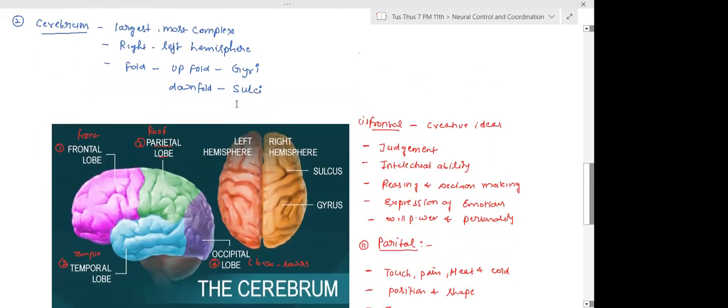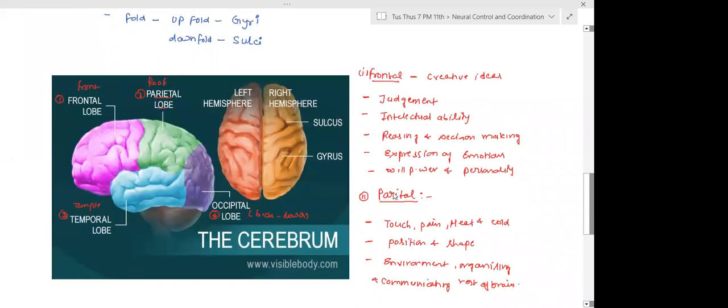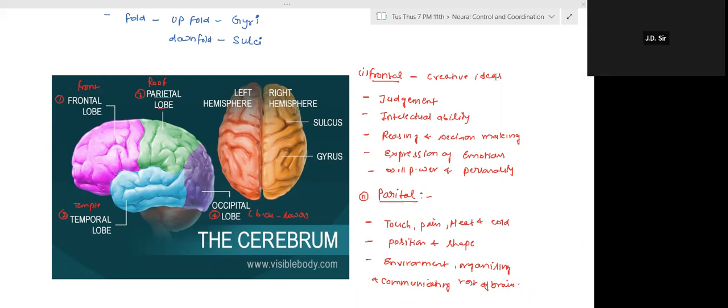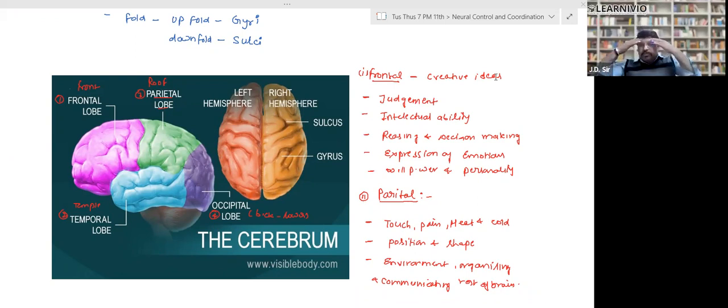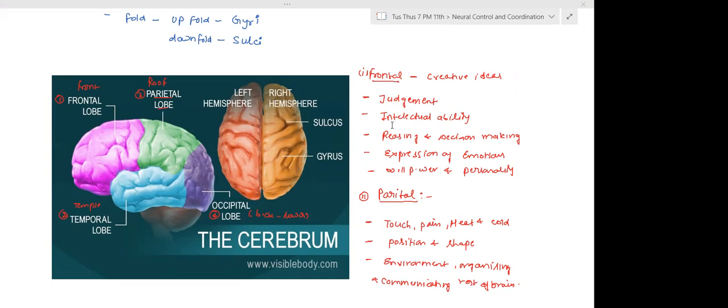Further, this forebrain is divided into the following parts: frontal, parietal. What is the function of frontal? It provides creative ideas and judgment. Whatever judgment is taken, it is taken by the frontal part of the brain. Frontal means front part, this forehead part. Look, this part which is present, this is the frontal, right? The intellectual capability is present only in this part, right? So this is the frontal part, which helps in judgment taking.